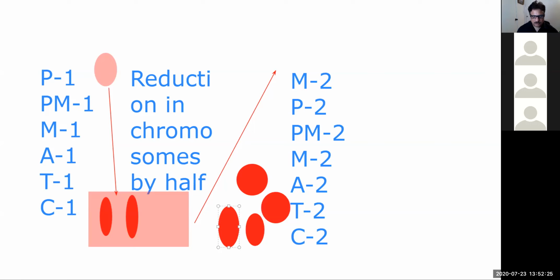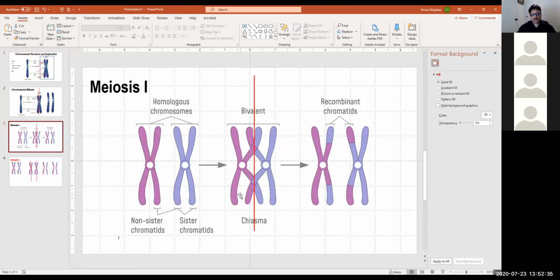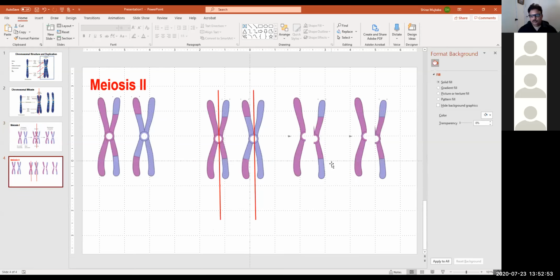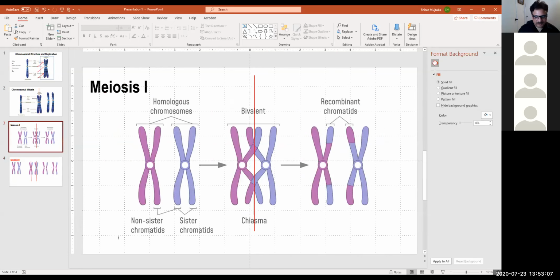So let's just quickly look into the mechanism. I'm not going into the details. In meiosis one, the chromosomes are reduced. And then in meiosis two, the reduced chromosomes are equally divided, and each daughter cell receives one chromosome. I won't go into detail of meiosis one and meiosis two, but let's touch a little bit more detail.